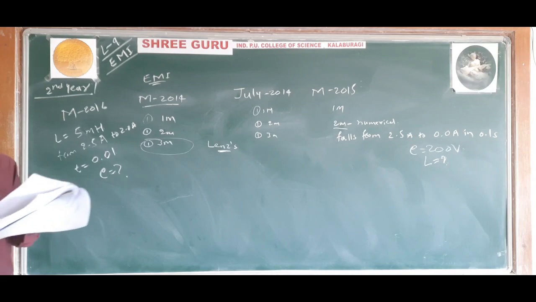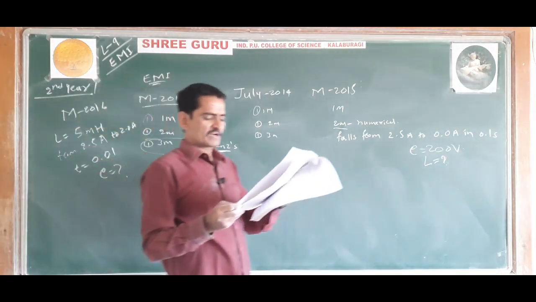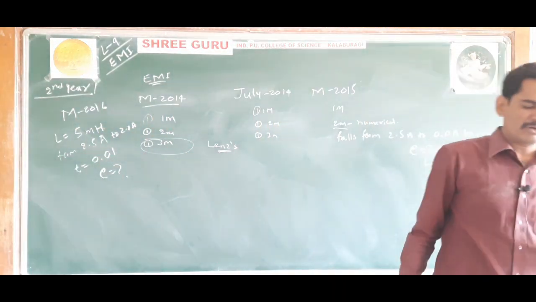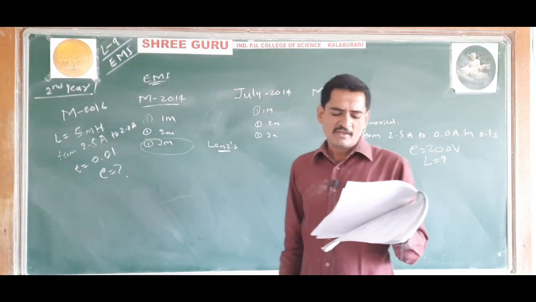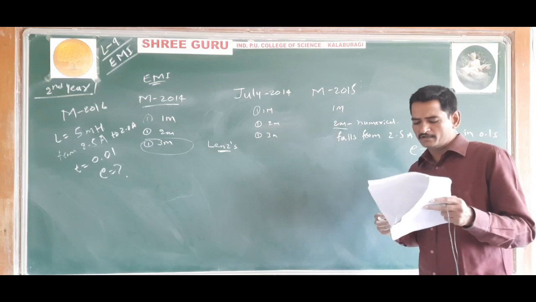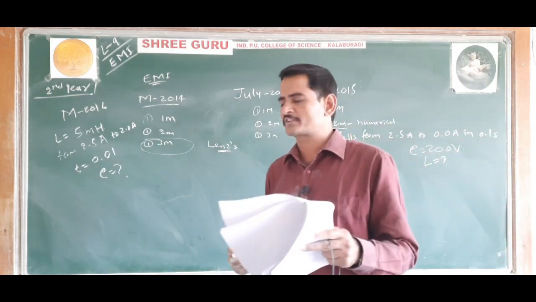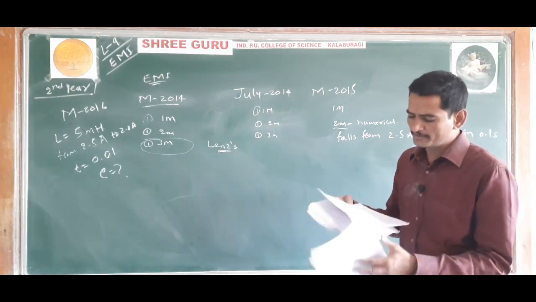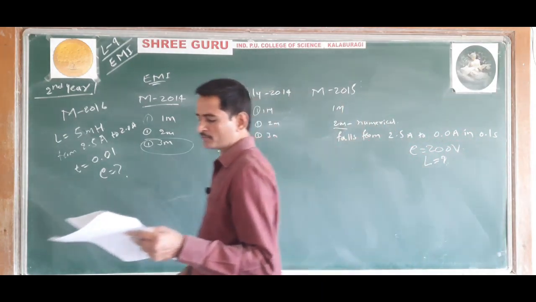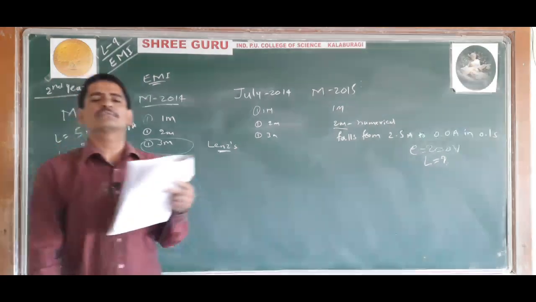Next, 3 marks question. Explain briefly the coil and magnet experiment to demonstrate electromagnetic induction. Understood? Next question paper, July 2016. One more question. What is the significance of Lenz's law?